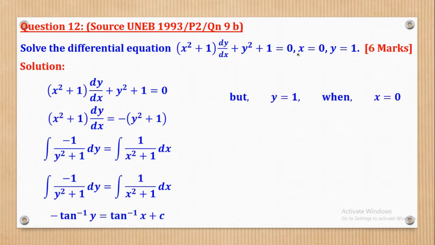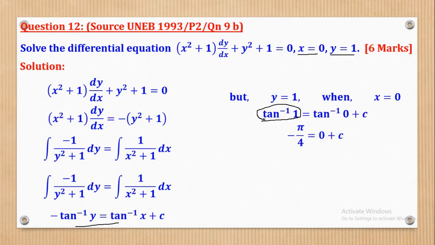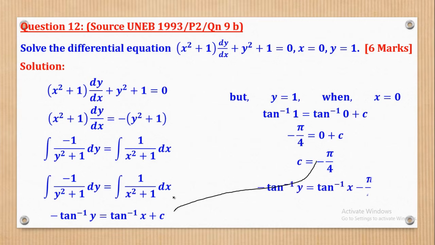But we are given that x is equal to 0 when y is 1. Therefore, we shall come and substitute for y and x in this general solution to come up with the value of c. Remember that as long as there's trigonometry, the calculator should be in radians. So this angle must be written in radians. If you write 45 degrees, that will not be okay. So c is equal to negative pi over 4. Then we'll put this c there to come up with a particular solution. And basically that is what they wanted.